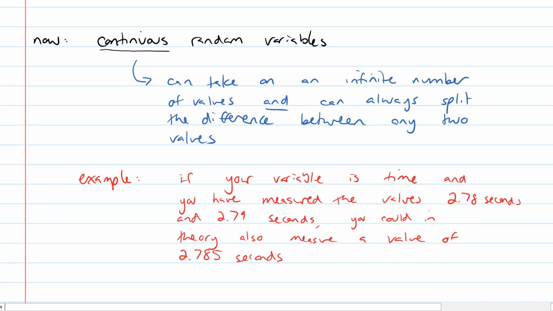Now, this runs up against real life in that our clocks are only so good. Even if you have an atomic clock, there is a limit to the amount of precision that you can measure. But in theory, could you measure halfway between two instances? Yes.